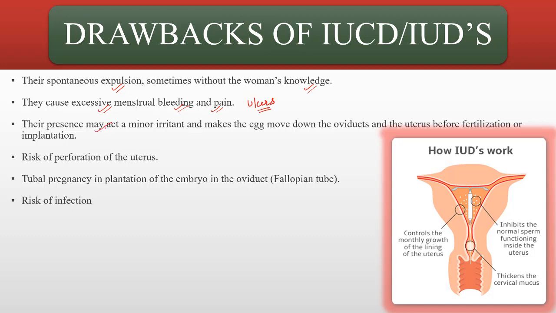Their presence may act as a minor irritant. They can create a sense of irritation in the internal os, meaning the cervix, and make the egg move down the oviducts and the uterus before fertilization or implantation. So their presence may act as a minor irritant and makes the egg move down the oviducts, meaning the fallopian tube, and uterus before fertilization or implantation. So the egg without fertilization comes down, and it can create further problems leading to excessive bleeding.